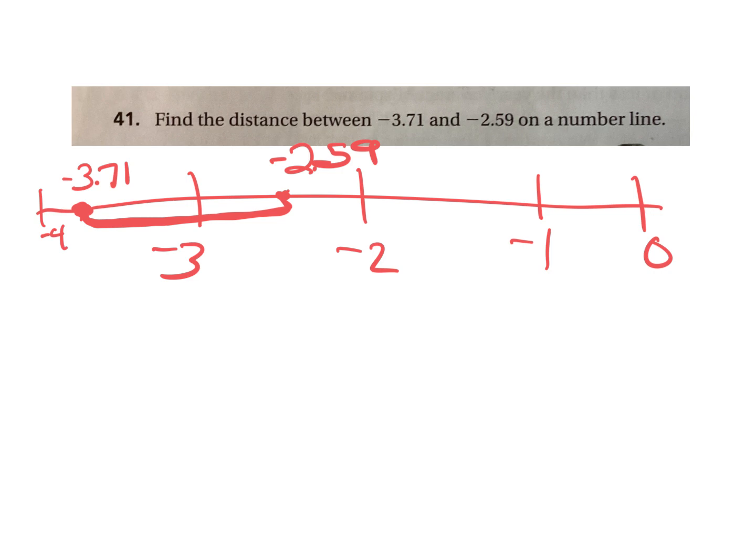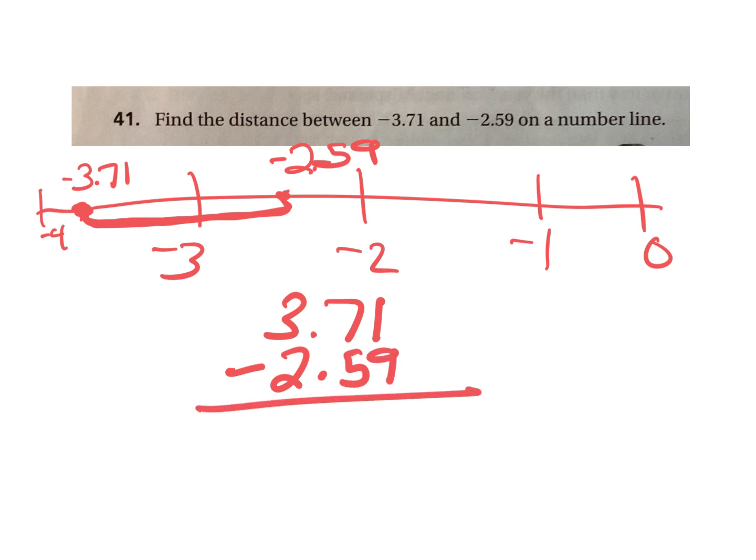I'm going to find the difference of the absolute value. So I take 3.71 and I subtract the absolute value of negative 2.59, which is 2.59. And when I do that, that becomes a 6, 7, 2, 1, 1. I bring down my decimal. So the distance between those two numbers is 1.12.